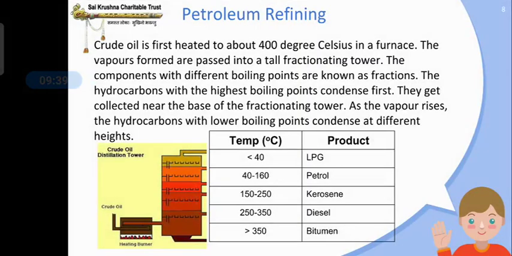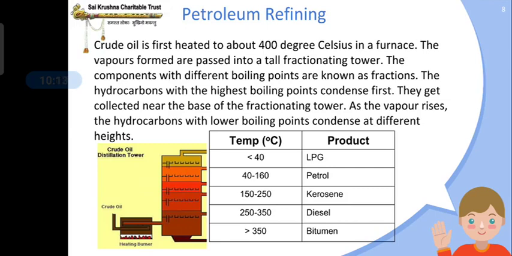Next is petroleum refining. So this is how the refining of petroleum is being done. The crude oil is first heated. After that, whenever the temperature is less than 40 degrees, LPG is formed. At 40 to 160 degrees, petrol is formed, and at 150 to 250 degrees kerosene is formed, 250 to 350 is diesel, and greater than 350 degrees bitumen. So all these things are formed at different layers.